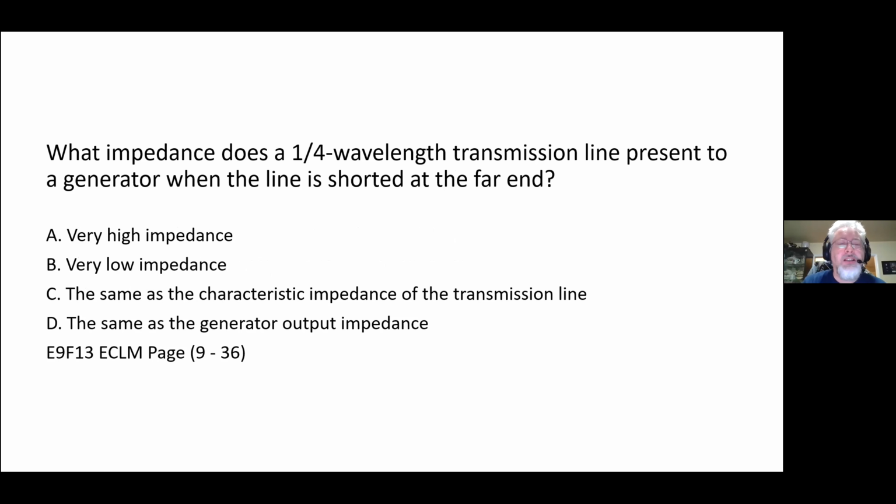What impedance does a 1/4 wavelength transmission line present to a generator when the line is shorted at the far end? A, very high impedance. B, very low impedance. C, the same as the characteristic impedance of the transmission line. Or D, the same as the generator output impedance. Alpha is correct, a very high impedance.